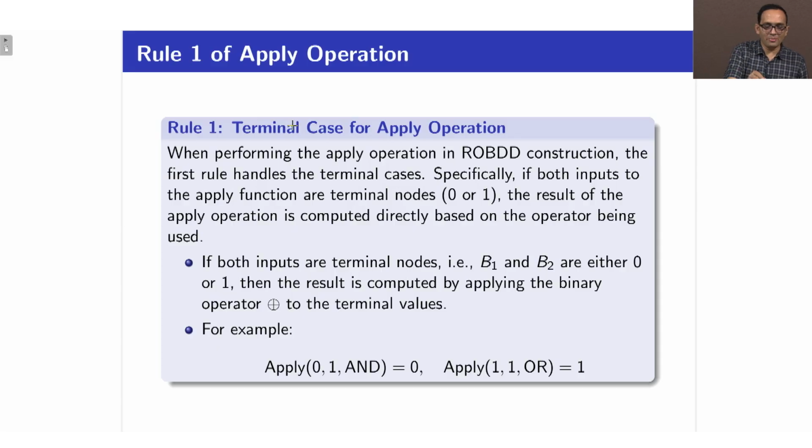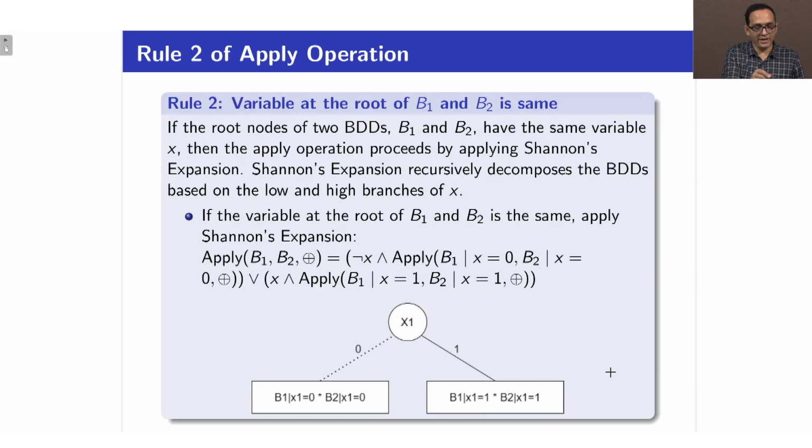So, as I mentioned, the terminal cases where both BDDs are terminal nodes, you can just apply directly. If one BDD is 0 and one BDD is 1, if I apply the AND operator, I will get output 1, if I apply OR, I will get 1. That I already explained, this is obvious. Now, the case 2, or scenario 2, where I have 2 BDDs and they have the same root node.